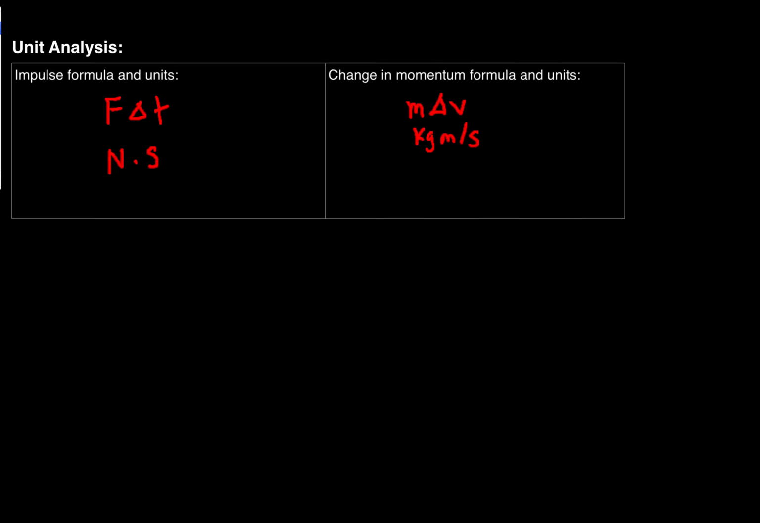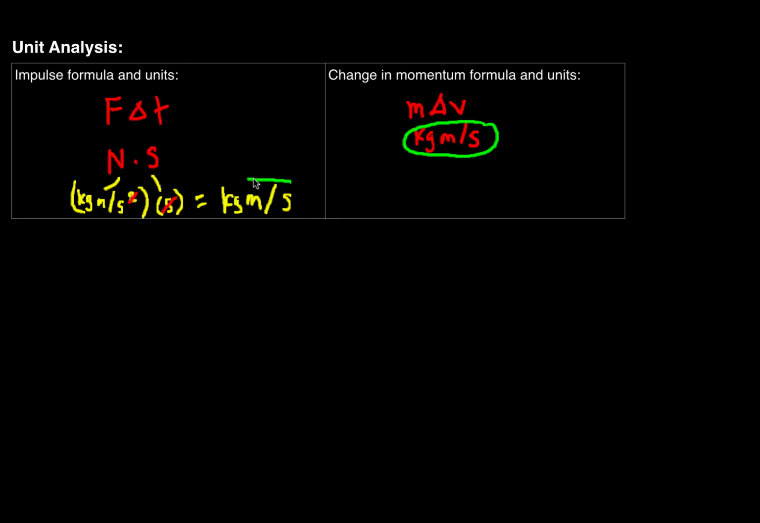So we know, because the newton is a derived unit, that the newton is the kilogram meter per second squared. Now, the kilogram meter per second squared times a second means that we end up canceling out one of the seconds. This gives us a kilogram meter per second. So, in other words, we can also show using unit analysis that impulse is equal to momentum.